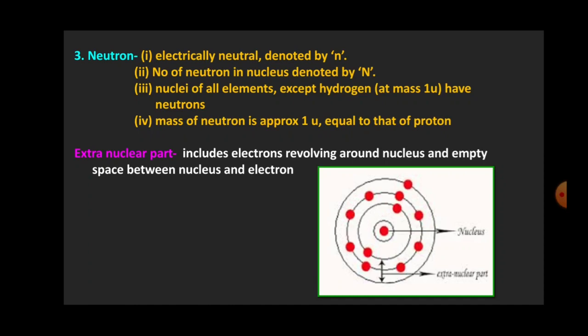Now this is compared to the planetary model also, because just like in the solar system, the sun is present in the center and the planets revolve around the sun in their specific orbits. They cannot change their orbits. Similarly, here the electrons, which have the negative charge, revolve around the nucleus in the center.